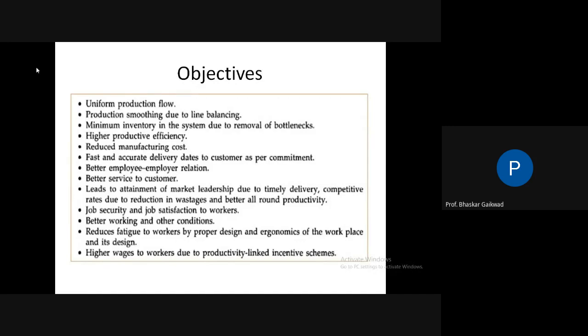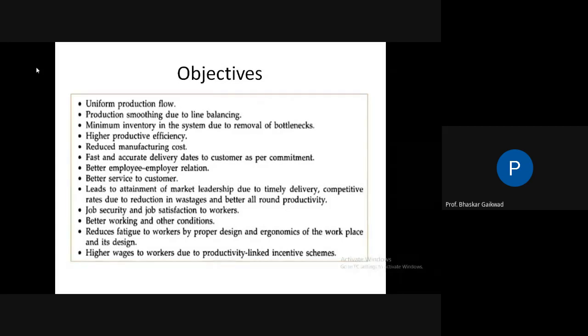The next is fast and accurate delivery dates to customers as per commitments. If you balance everything and have smooth flow of production, definitely the particular production will achieve the given goals and we can deliver the finished parts to the customers as per their commitments.